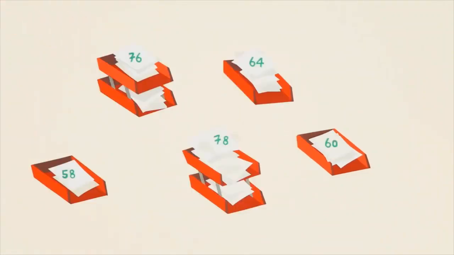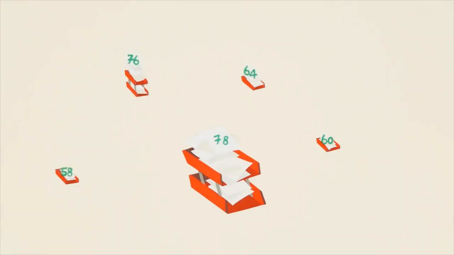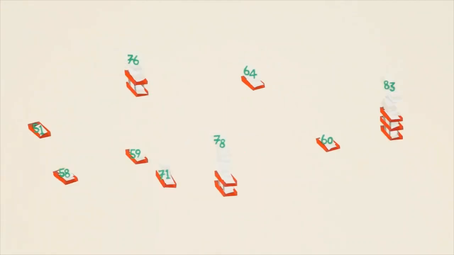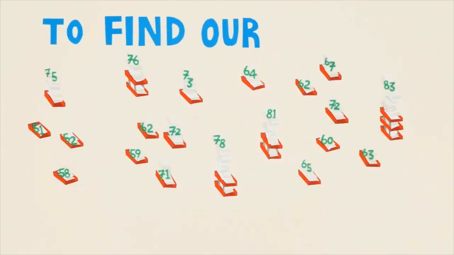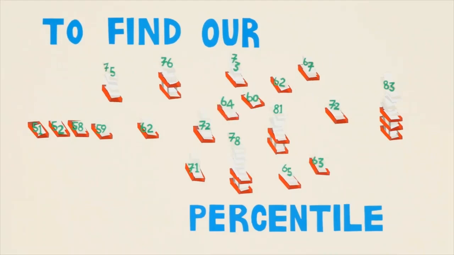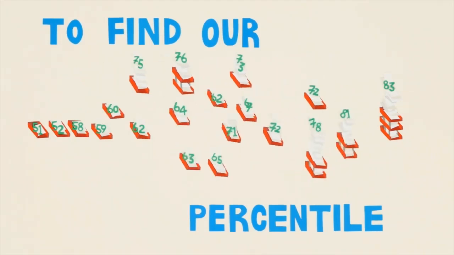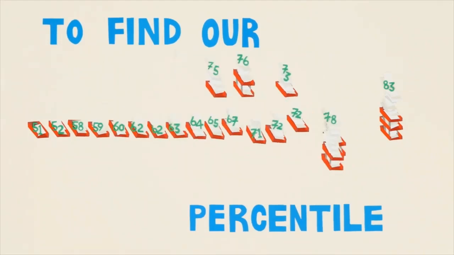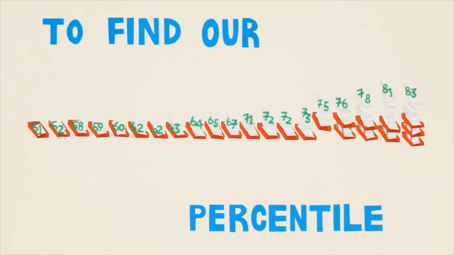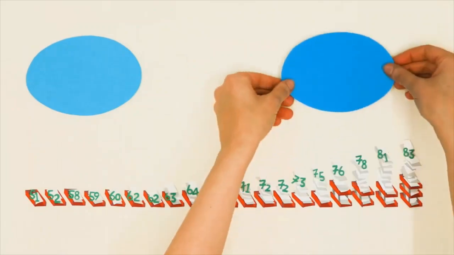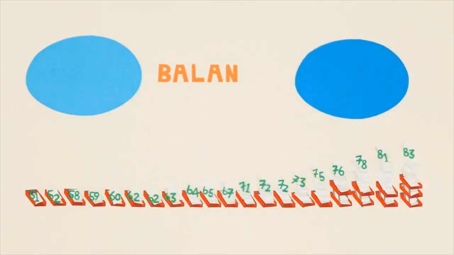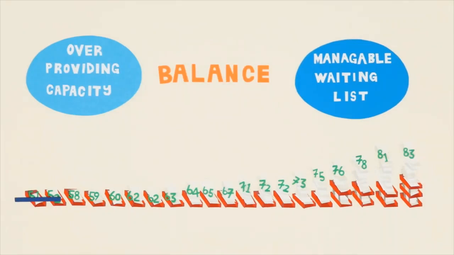Let's say you recorded the number of new referrals you've received in orthopedics every week for the last 20 weeks. There will naturally be some variation from week to week. To find our percentile, like before, we reorder the list by the number of referrals from the smallest to the largest. We now want to figure out which percentile will give us a good balance between over-providing capacity and keeping our waiting list manageable.